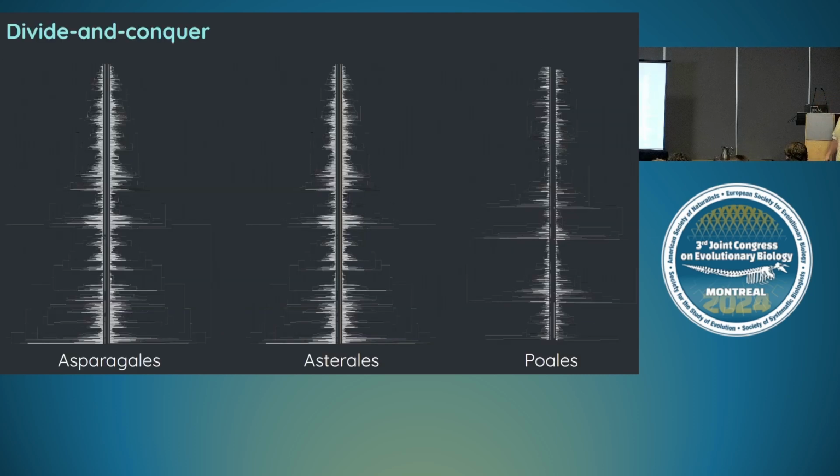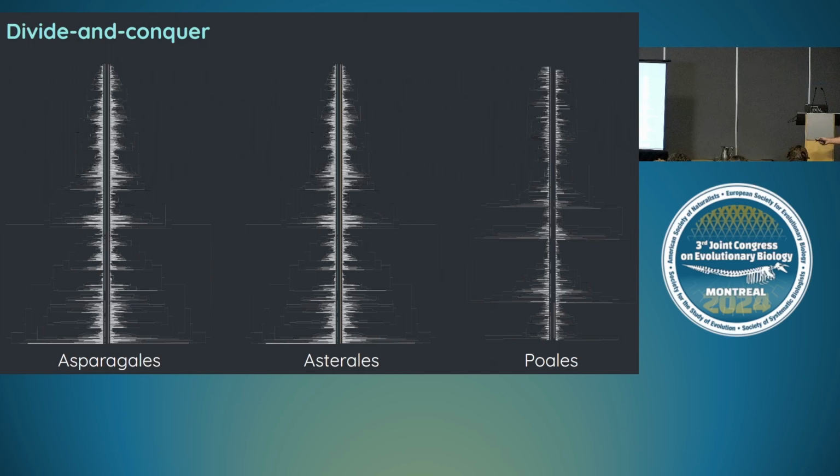So one approach that is possible to address the questions that we want to address using such a large data set is an approach that I used to call divide and conquer. So instead of looking at the whole tree, we can take a look at smaller clades. In this case, I'm representing three of the large orders that I showed you before, three of the orders that are mostly represented in our data set.